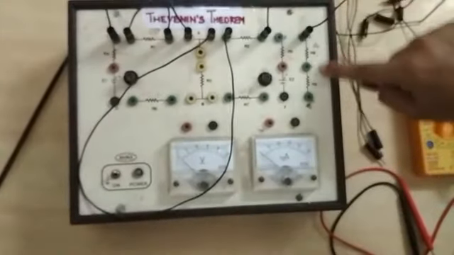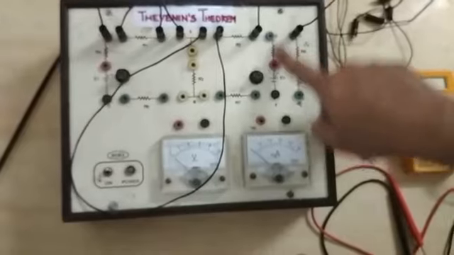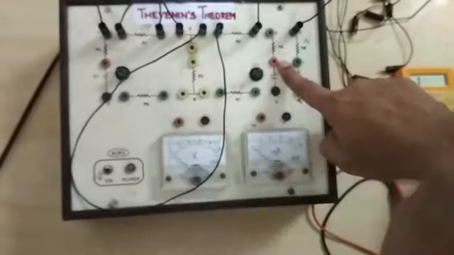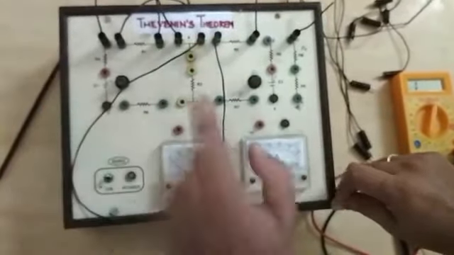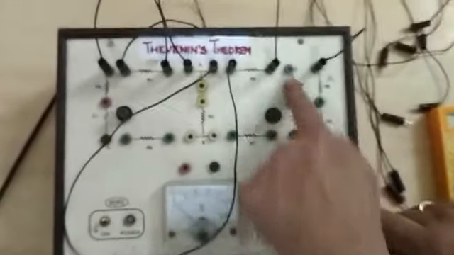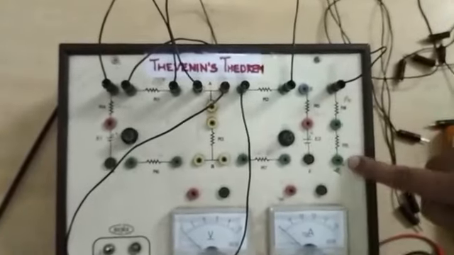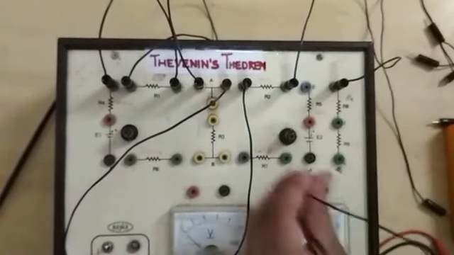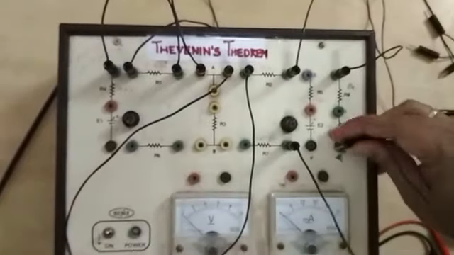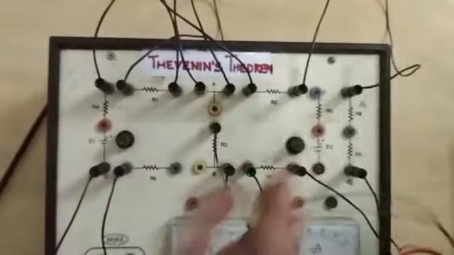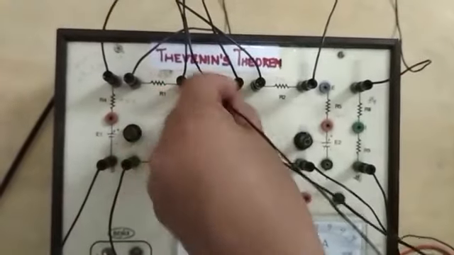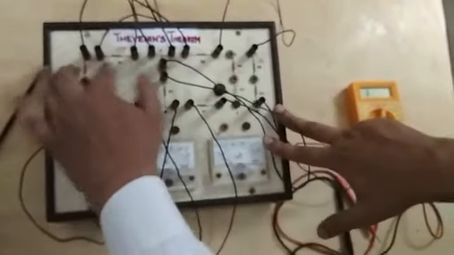Right now I am taking this portion as a load. Here there is one more source in this circuit, but as you know, we have considered a single source in our circuit, that's why I am not taking this source. Okay, I am taking this one as a load. I have already connected all the open paths.